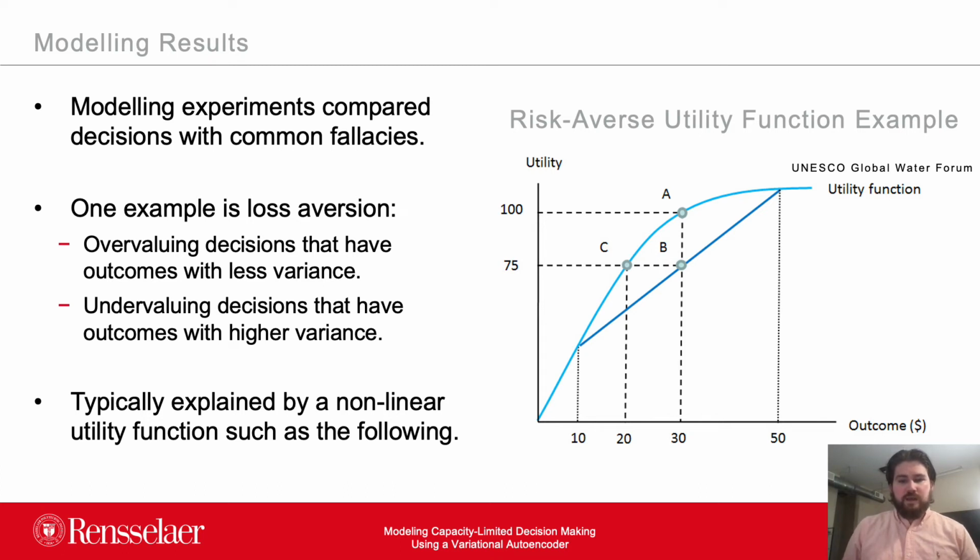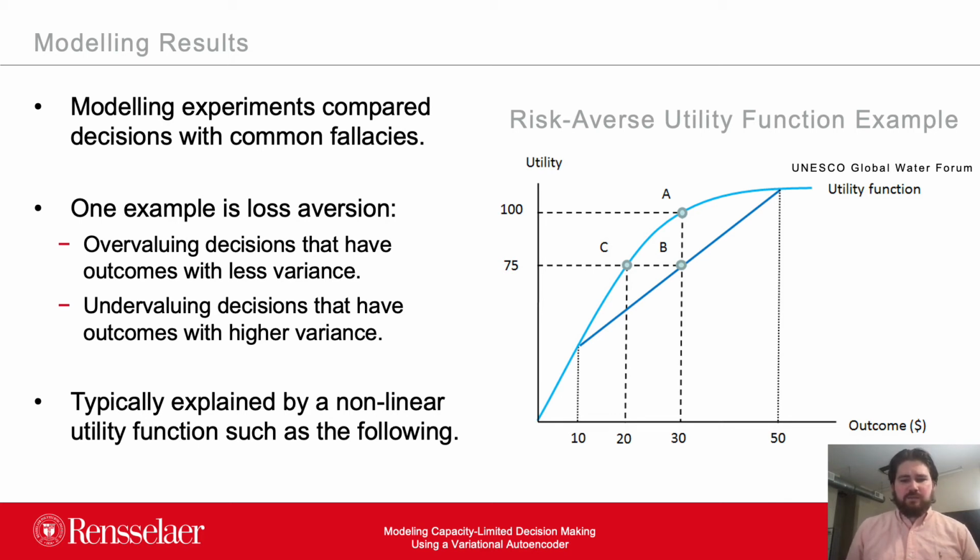Traditionally, in decision-making modeling, this type of behavior is explained with something like a nonlinear utility function, such as the one shown here. The utility function is nonlinear in that a given magnitude difference at a higher utility is seen as less valuable than the same magnitude difference at a lower utility. This is motivated by the general idea that, for example, a single dollar difference in a possible outcome becomes less significant to a decision maker as the amount of money increases.